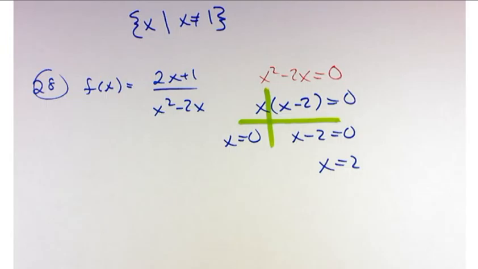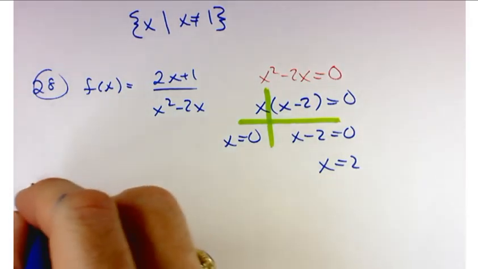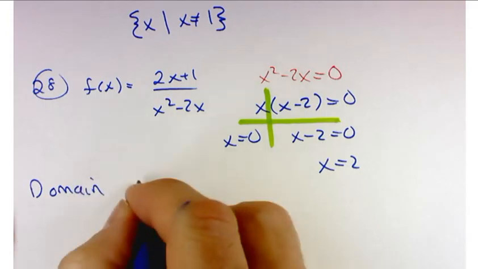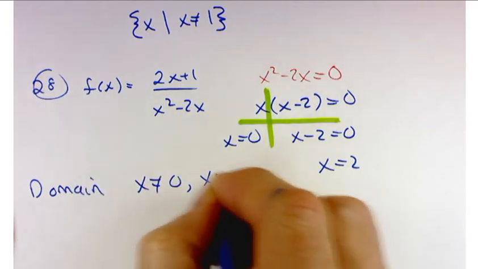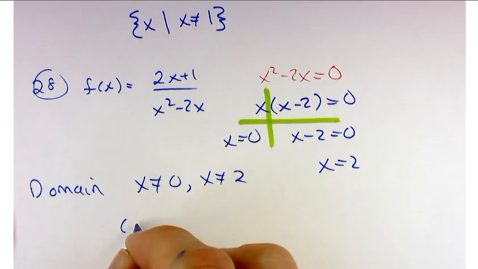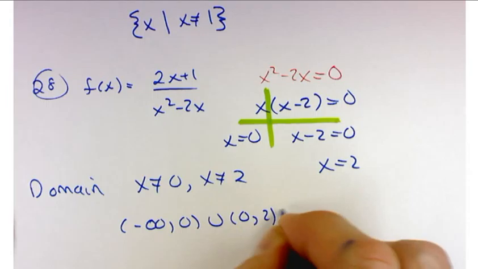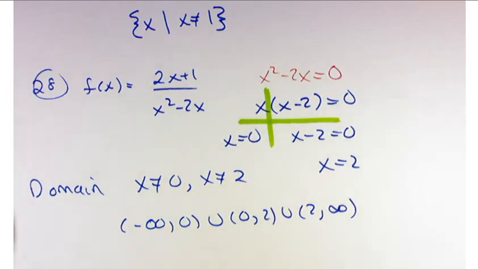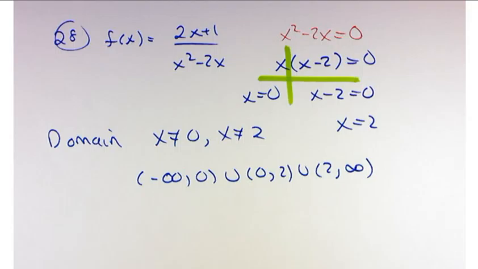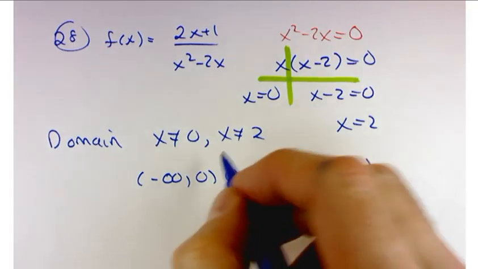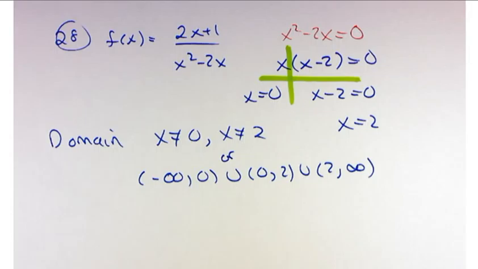Now, are those the two values we want to put in the function, or do we want to avoid those? Avoid. Good. So, we want to avoid these. Our domain is x not equal 0, x not equal 2, or negative infinity to 0, union 0 to 2, union 2 to infinity. I'm happy with the first of these. Write that or this. Okay, so a little bit of practice with the domain.